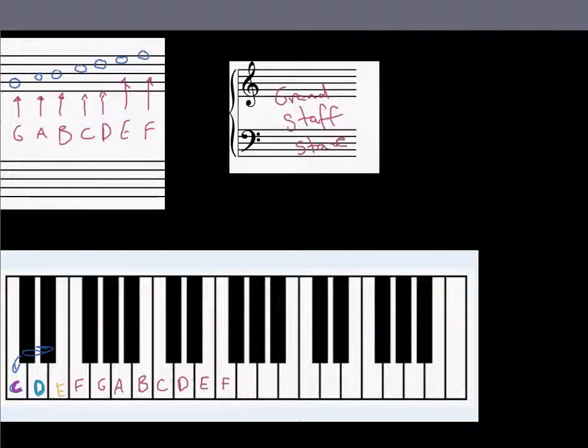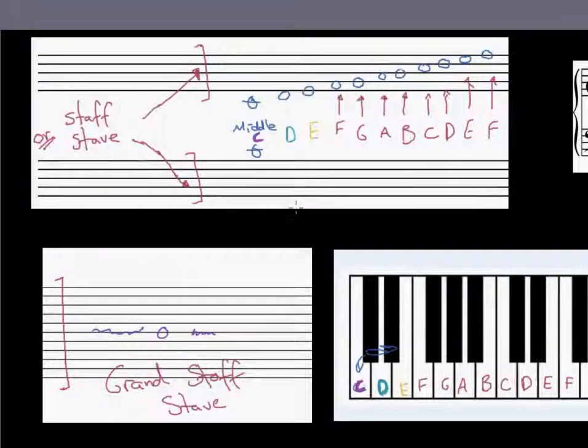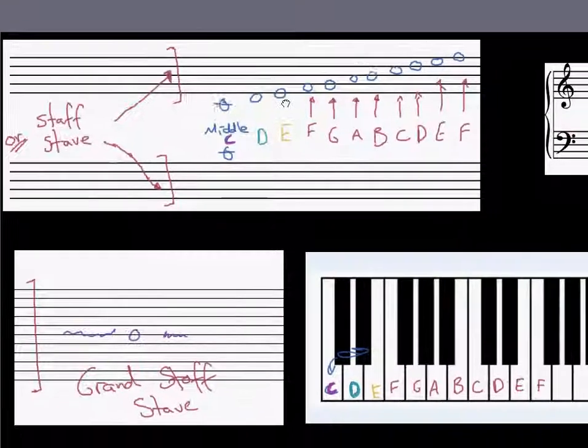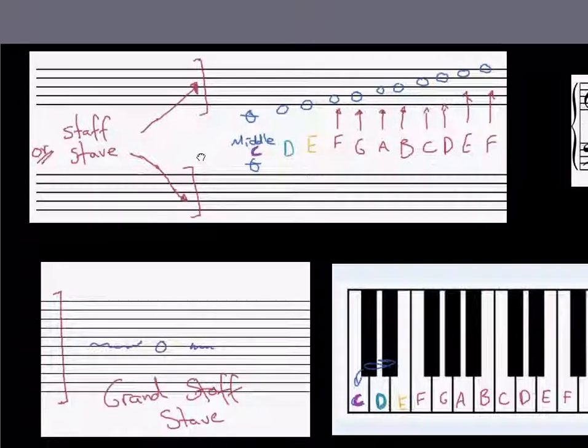Okay, we'll leave it there. In the next video, we'll look at the lower staff or stave, how those notes relate to the keyboard, and we'll learn a bit more.